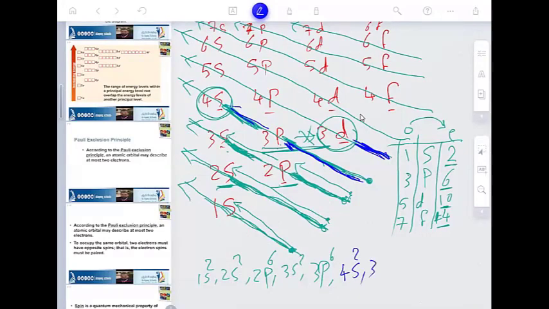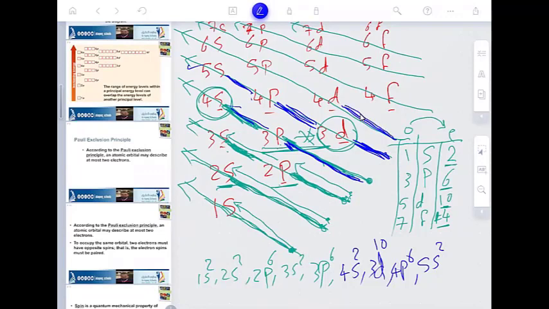3d. How many electrons here for d? 10. As I said, yes, 3d10. What after 3d? 4p. Yes, let's write 4p6. What after 4p? 5s. Yes, very good, 5s2. After 5s let's start a new arrow. After 4d, 5s, we finish 5s.